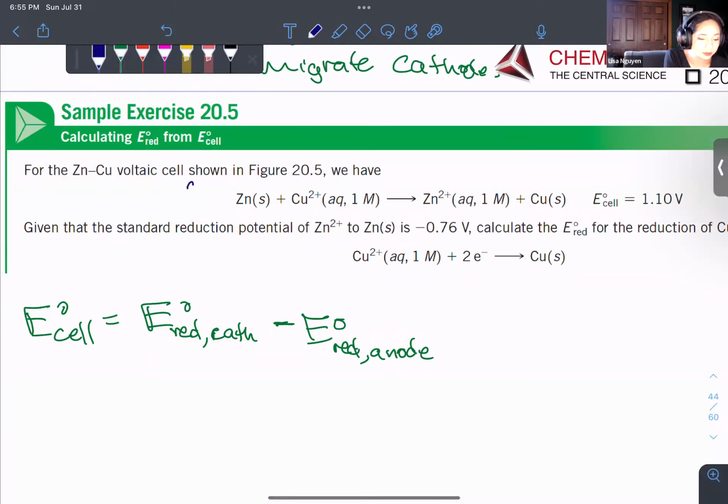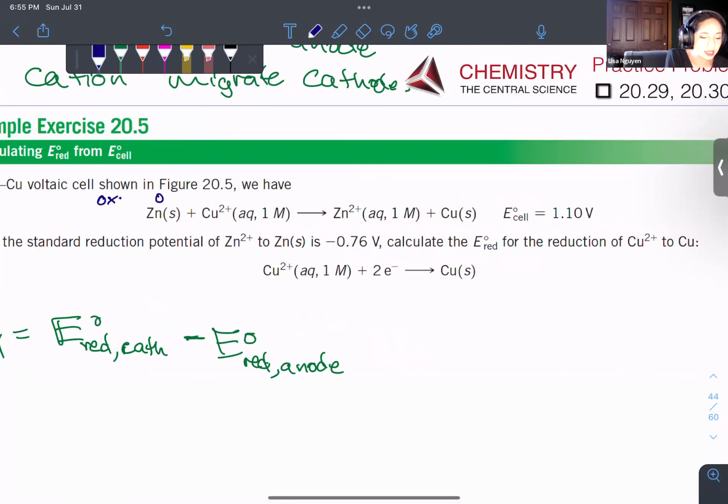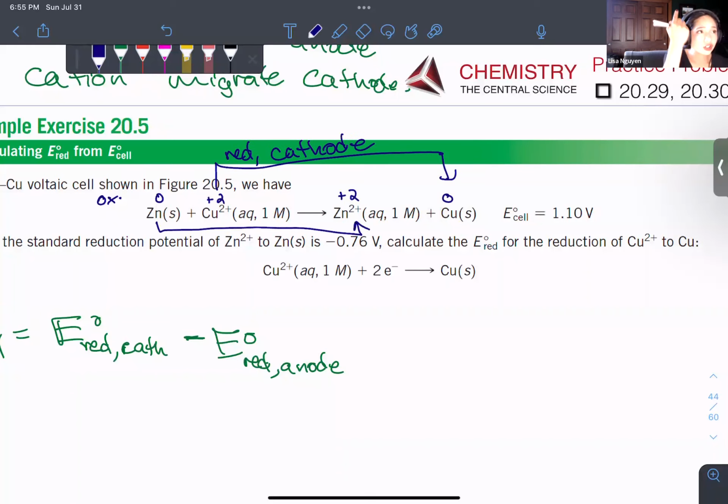Like all redox reactions, we need to figure out oxidation numbers. This one's a little bit easier because everything's pretty simple. Zinc is 0, copper 2 plus is +2, zinc 2 plus is +2, copper is 0. So we can see that copper's oxidation number is going down, so it is being reduced. This is the reaction happening at the cathode. Zinc's oxidation number is going up, so it's being oxidized. This is the reaction happening at the anode.